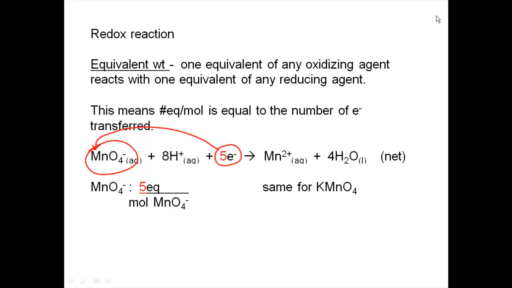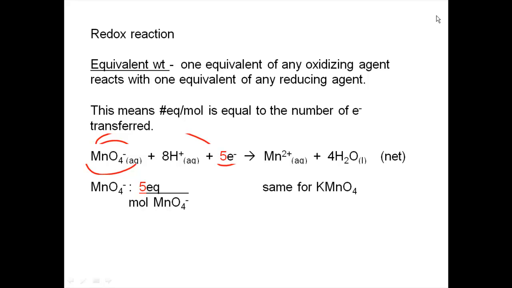If I was talking about hydrogen ions, it'd be 5 equivalents per every 8 moles of hydrogen ions. I've got to account for that number of moles. Now we've got to go from that to our primary substance, which possibly with the spectator would be potassium permanganate. There's a 1 to 1 mole ratio between potassium permanganate and permanganate ion, which basically means there's 5 equivalents for every 1 mole of potassium permanganate.